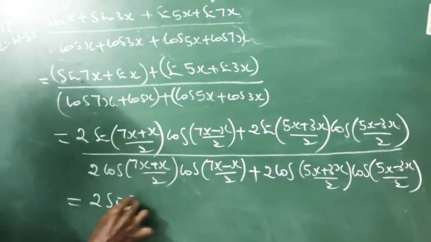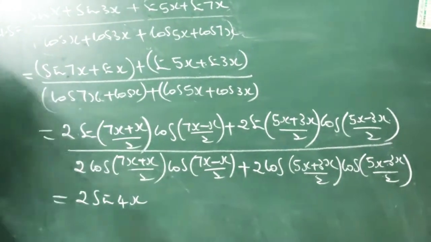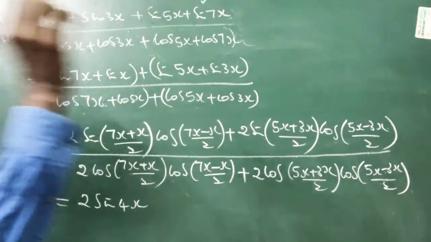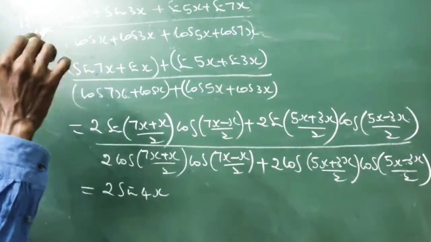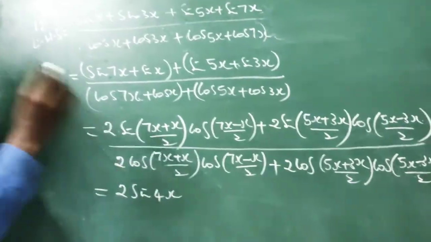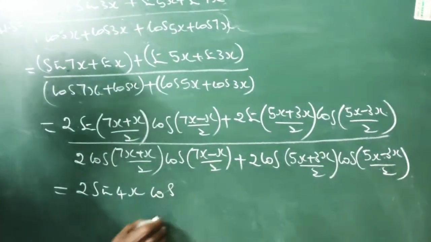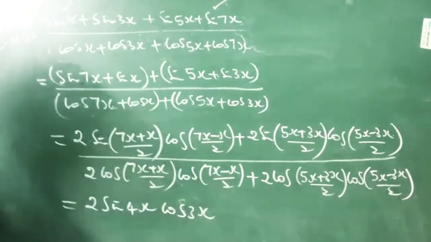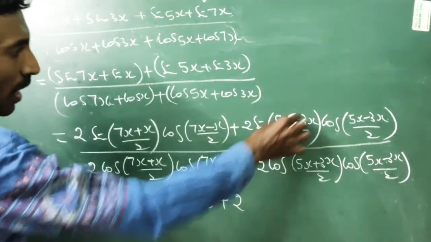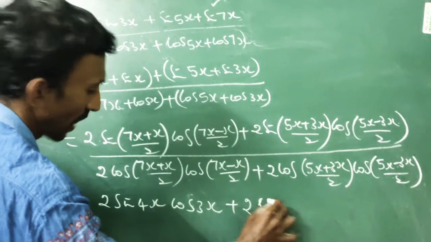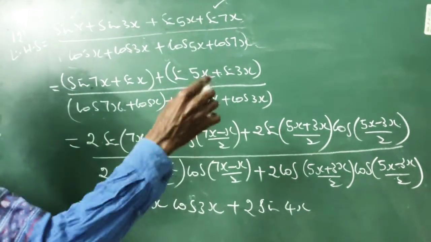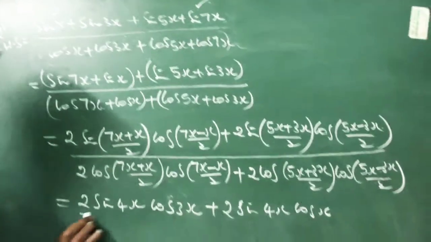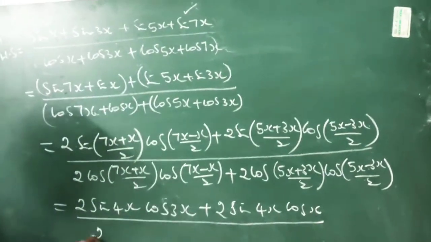8 by 2 is 4x, sin 4x. The hint is present in the question itself. Okay, so we need 4. 7 plus 1 is 8, 8 by 2 is 4. So we are getting the hint. So cos, 7 minus 1 is 6, 6 by 2 is 3x, plus 2, 8 by 2 is 4, sin 4x. 5 minus 3 is 2, by 2 is 1, so cos x.